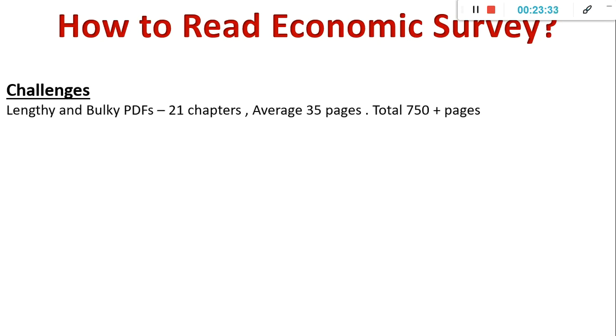First thing is it's very lengthy. Okay, it has 2 volumes. It comes in 2 volumes every year, except when the government is going out. Like last year when the government was going out, they did 1 volume before that and 1 volume after that. But otherwise 2 volumes will come.